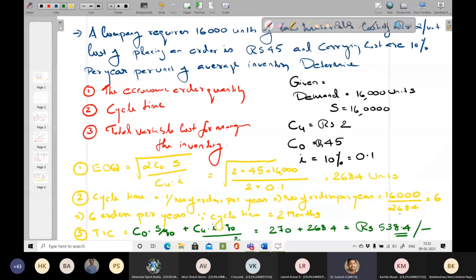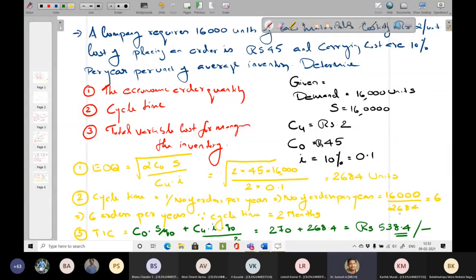Sir, in the calculation of cycle time, the number of orders per year we found as 6, so cycle time is 1/6, sir. Yes, 1/6 of a year. Okay, sir. 1/6 of a year, so 1/6 into 12 months. Okay, so that will be 12/6, which is 2 months. Understood, sir.